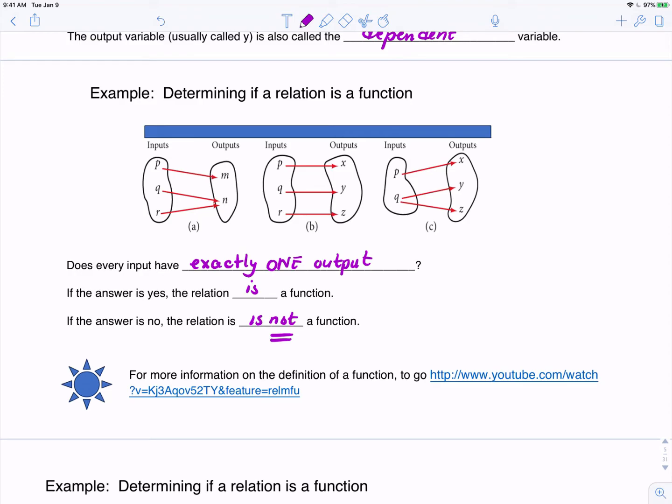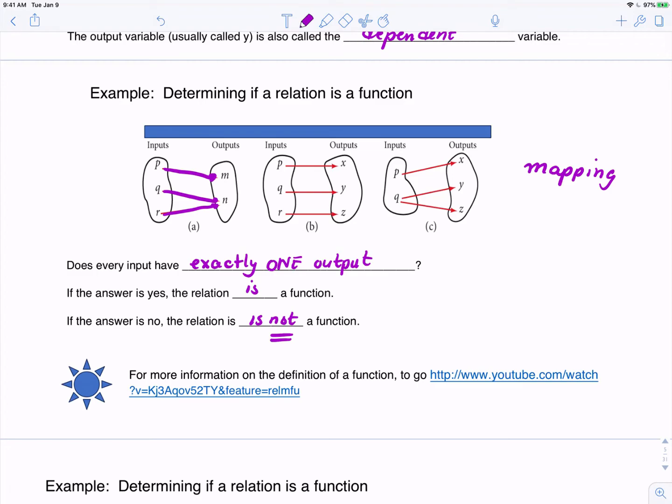So this picture we have here is what's called a mapping. It literally shows which input variable is associated with which output variable using arrows. So let's take a look at the first example. In our first example, P is associated with M, Q is associated with N, R is associated with N.